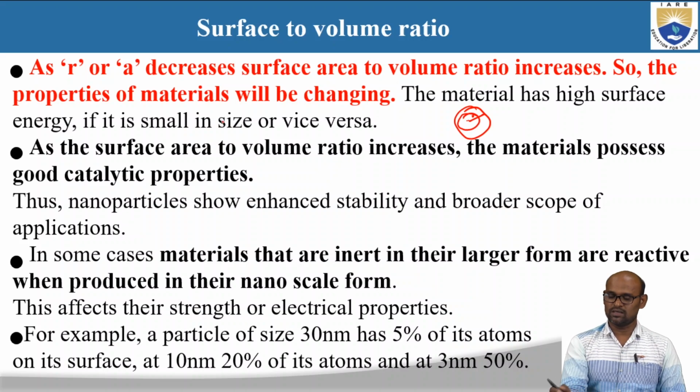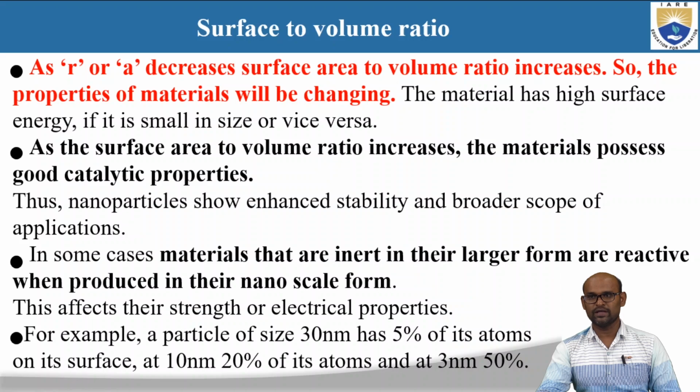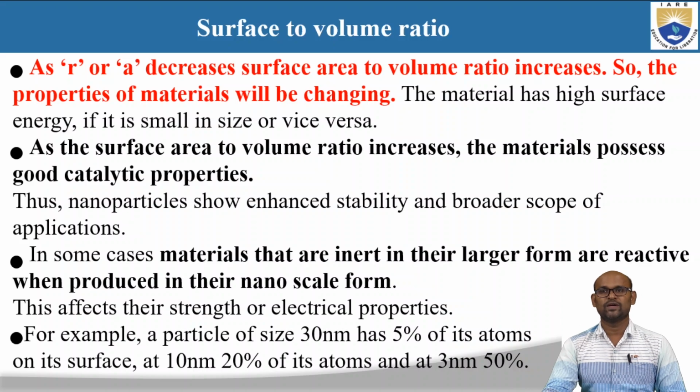If it is in small size, then the material has high surface energy. As the surface area to volume ratio increases, the materials possess good catalytic properties. So materials which are inert at the bulk size will become catalytic when they are reduced to nano size. So the properties of the materials change when we go from bulk to nano.